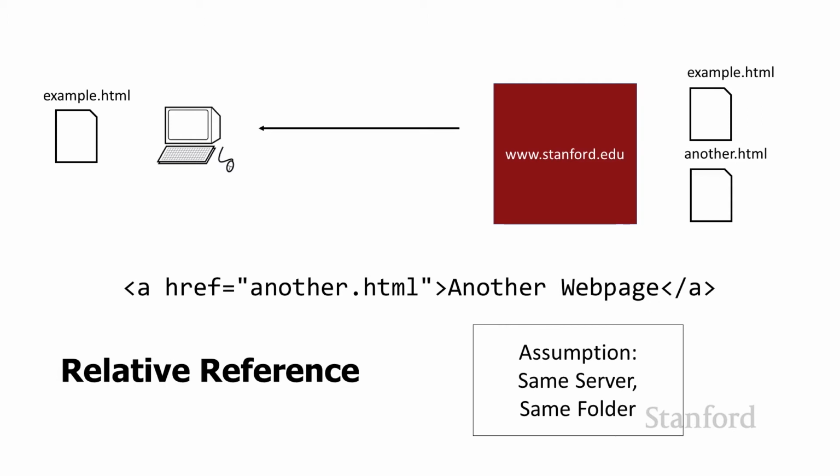The assumption with a relative reference is that the file you are referring to, because this is a reference to another.html from the file example.html, which currently resides with a copy both on the server and a copy that has been sent to my laptop, is on the same server as the example.html file that I'm currently looking at, and it's also in the same folder.